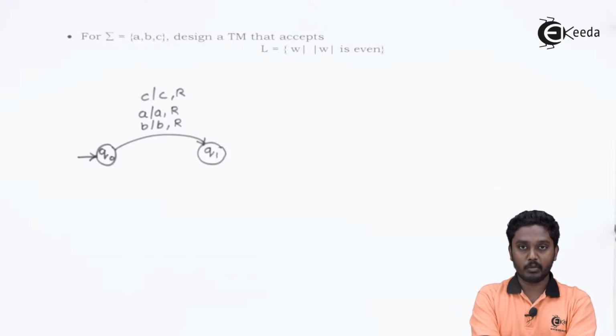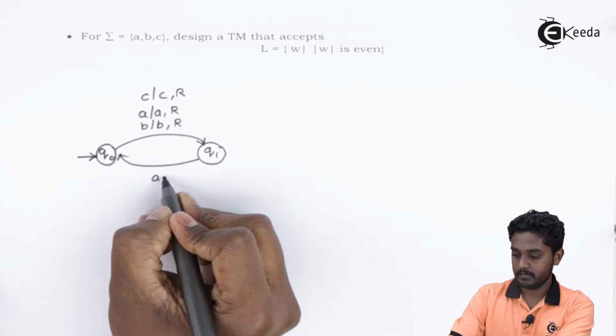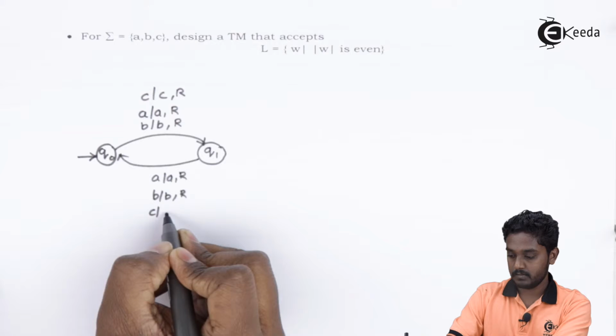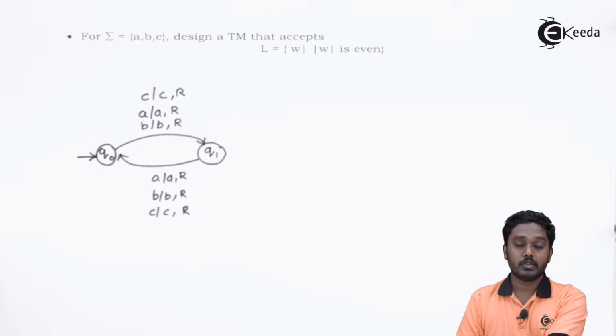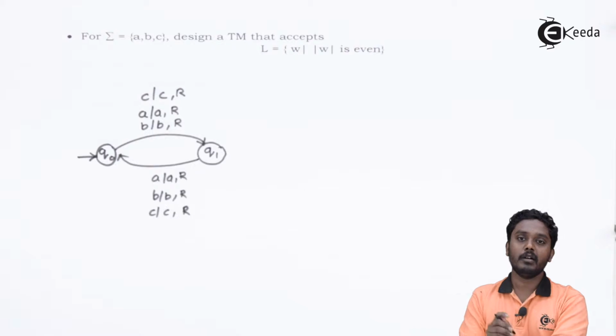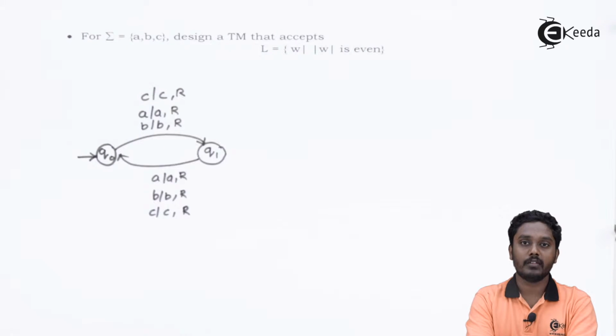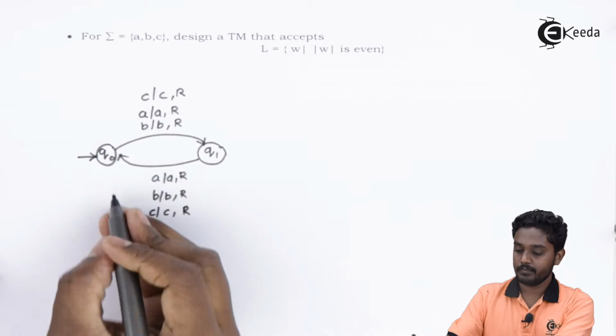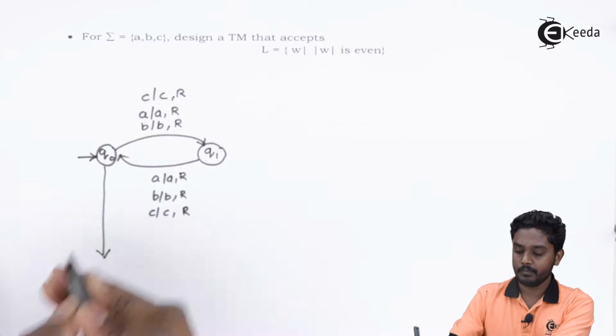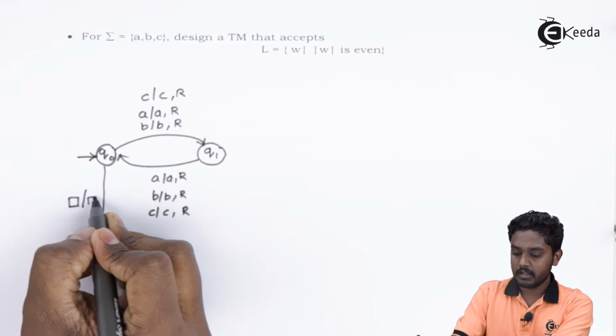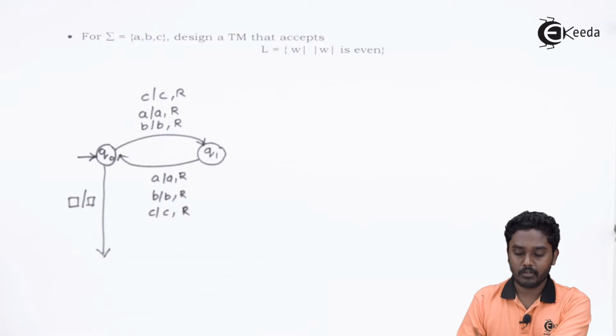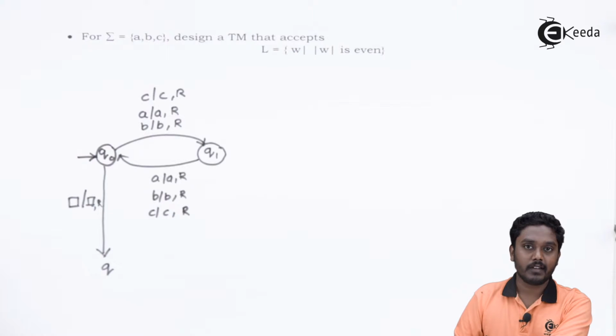Similarly, if we again encounter more and more symbols, we can come back and loop through the states Q0 and Q1. Whenever we are reaching the state Q0, we can find that the number of symbols that we have skipped through is actually even. If we reach the end of the string from Q0, we can say that we have encountered an even number of symbols. And hence from Q0 with blank, keeping the blank as it is, we can move to the right to the final state, let's say Q2.